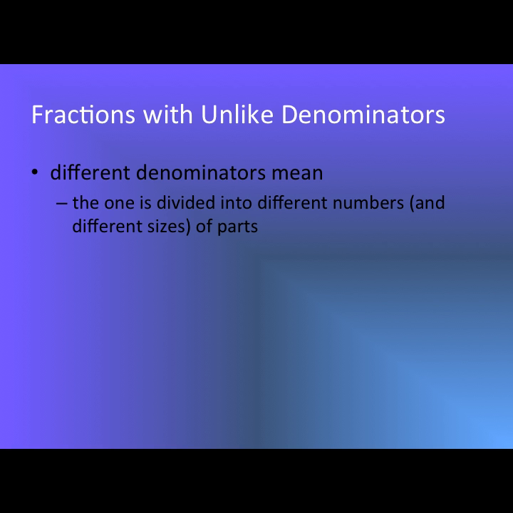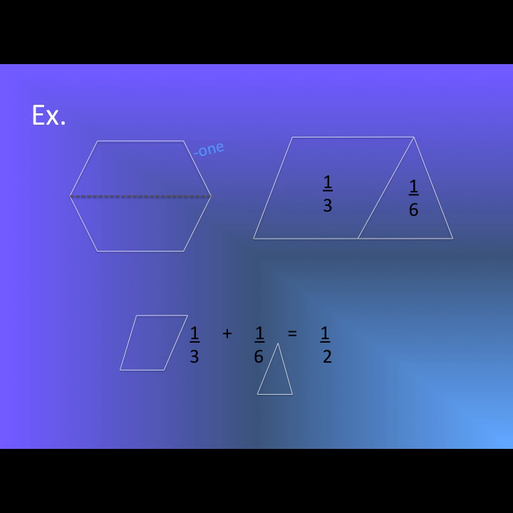For fractions with unlike denominators, different denominators mean that the one is divided into different parts, and so each denominator has different equivalency. An example would be 1/3 plus 1/6, which equals 1/2. When you draw this out, 1/3 of the hexagon added to 1/6 of the hexagon makes 1/2 of the hexagon.